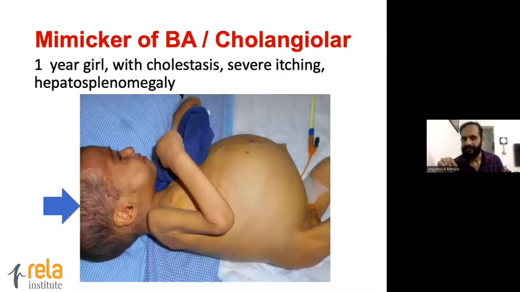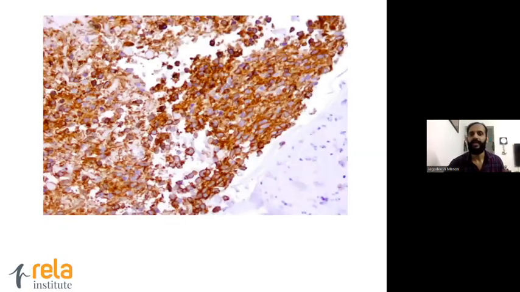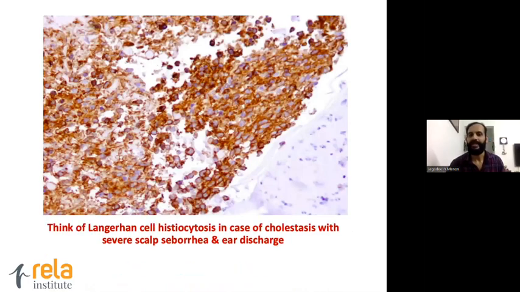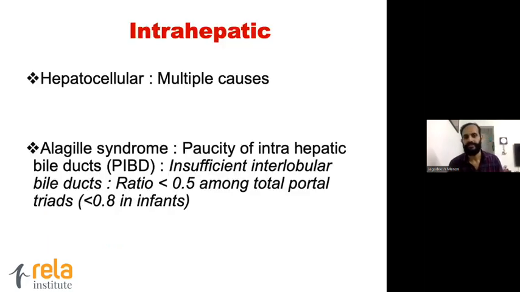Always, there can be surprises in medicine. This was a 1-year-old girl with cholestasis, severe itching, and hepatomegaly, but on careful examination, you can see some seborrheic lesions on the scalp. On retrospective history, the child also had a history of otorrhea. Then we did the skin biopsy, and it turned out to be LCH-related sclerosing cholangitis. So always keep this possibility in mind when they have disproportionate scalp seborrhea and ear discharge with cholestasis.